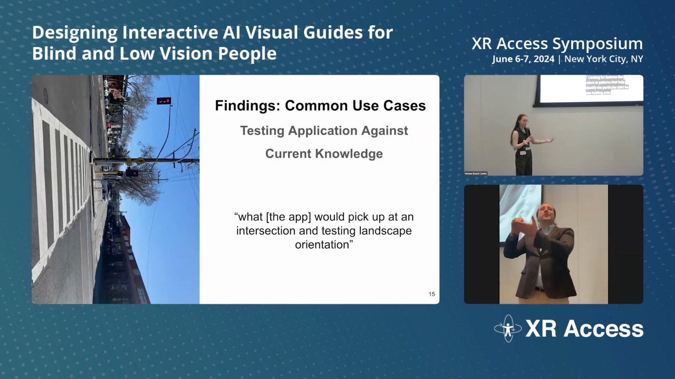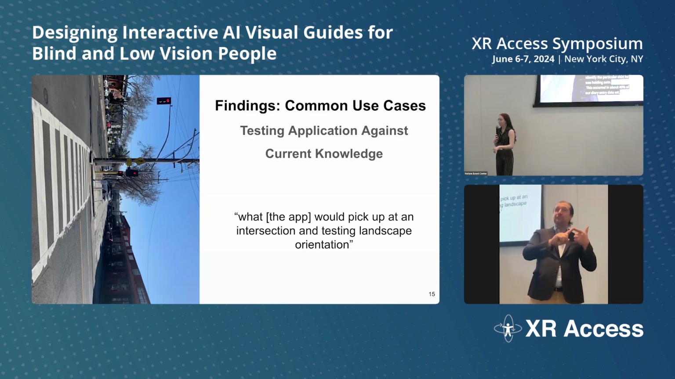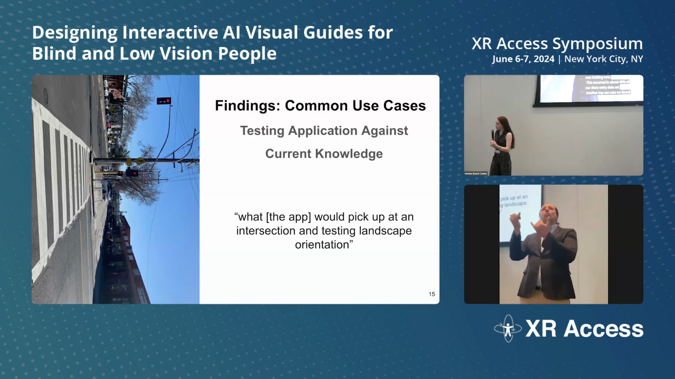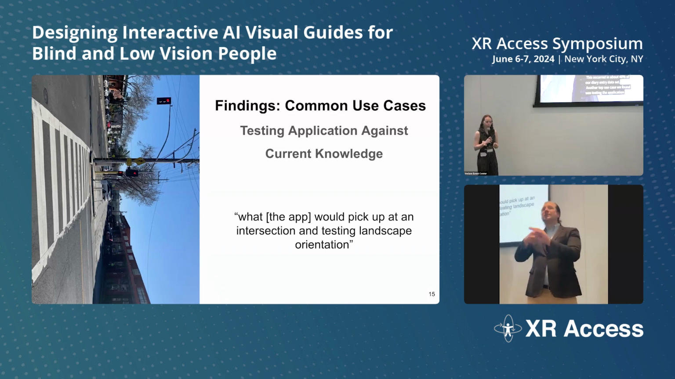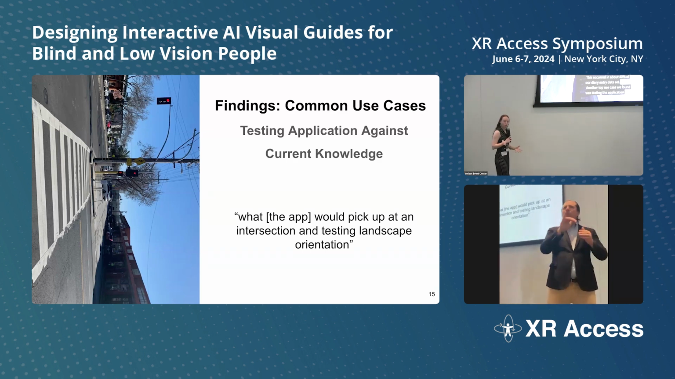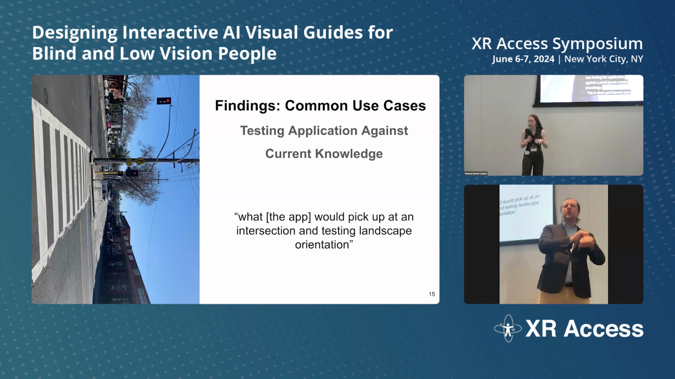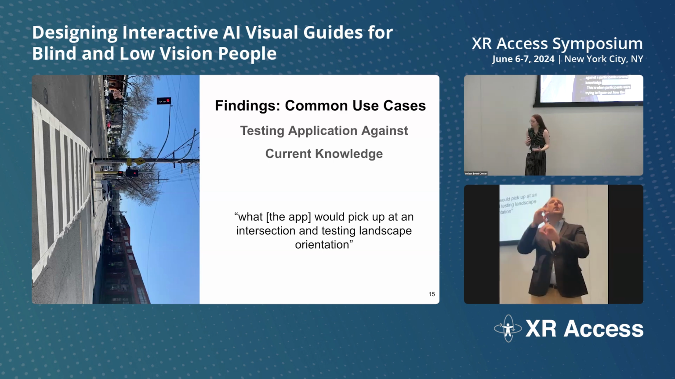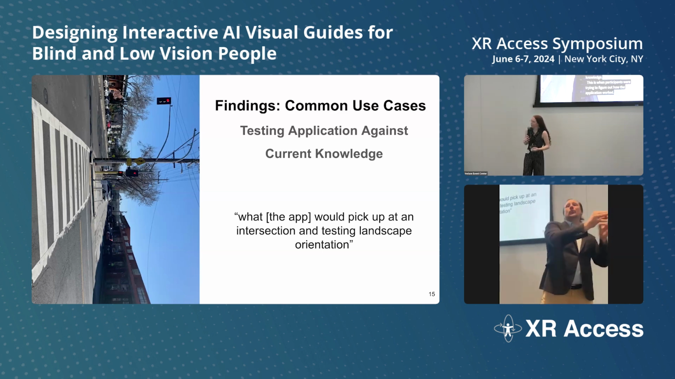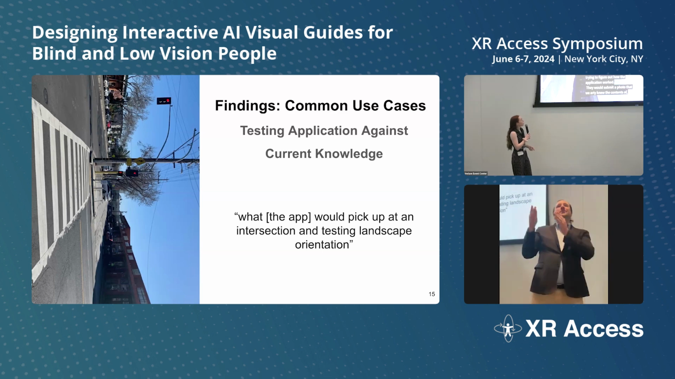Now, another top use case that we found was testing the application against a participant's current knowledge. So this was when participants were really trying to figure out how the application worked. So they would submit a photo that they already knew the contents of, already knew the answer to, to see how the app would respond. Now, this participant, for example, submitted a photo.